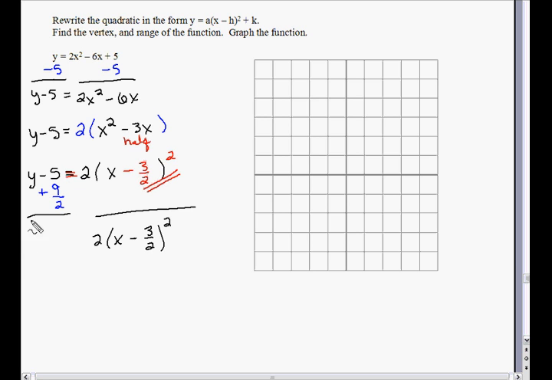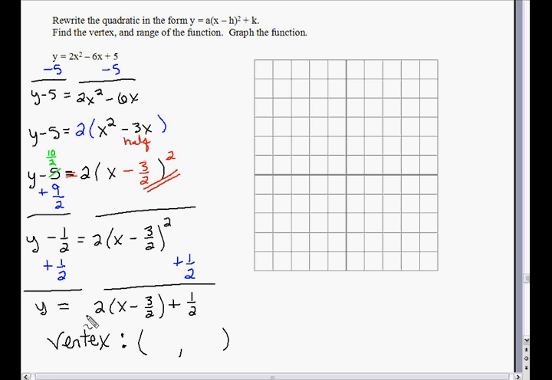When we add negative 5 to positive 9 halves, we must think of negative 5 as being a fraction. So we have a negative 10 halves plus positive 9 halves gives us a negative 1 half. So we have y minus 1 half equals 2 times x minus 3 halves squared. So to put it in this form y equals, we need to get rid of this negative 1 half. We add a positive 1 half to both sides of the equation.